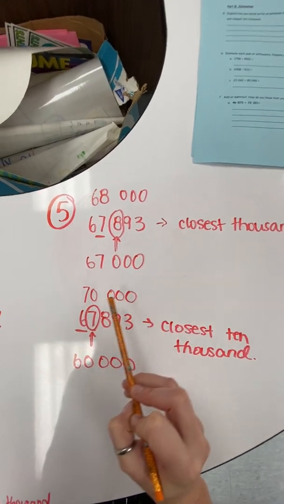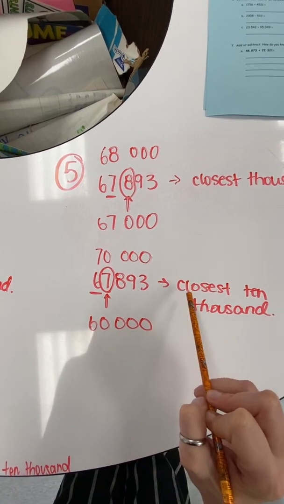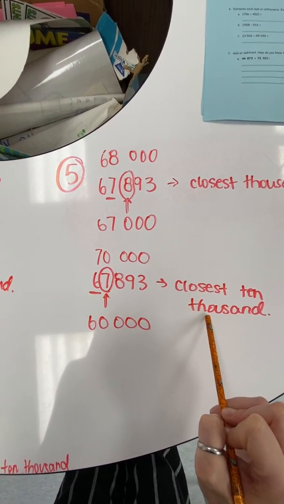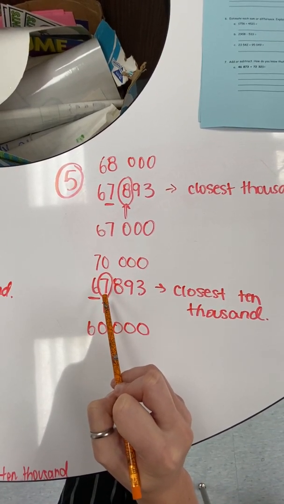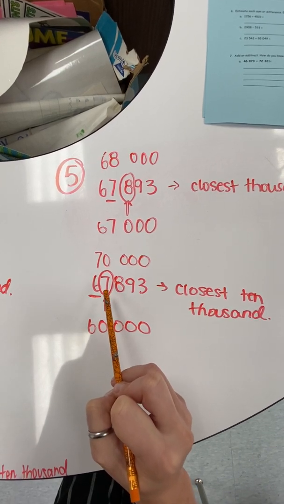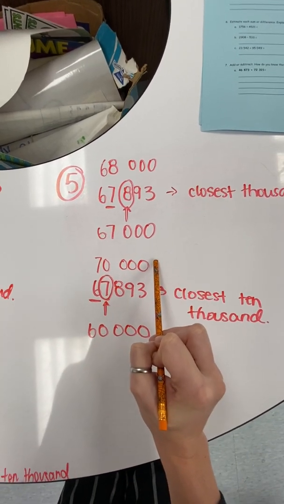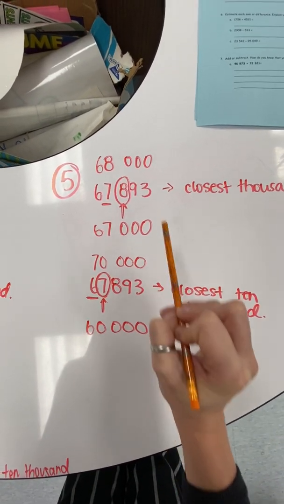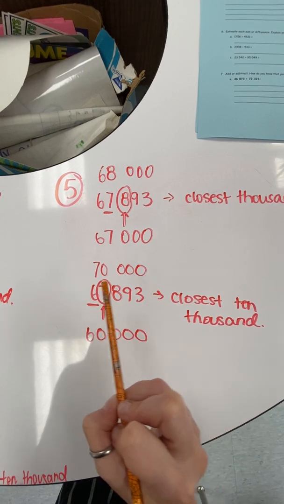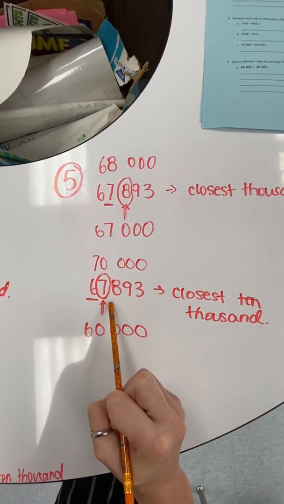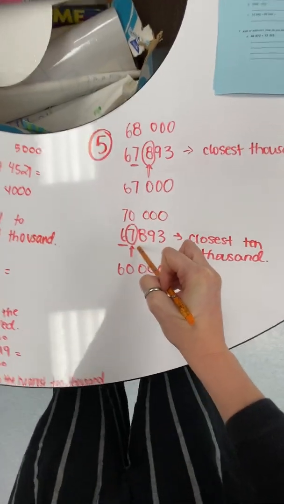Okay, now if we look here, 67,893, they want us to round to the closest 10,000. So we're looking at the 6 in this case, and then to the right is a 7. A 7 is higher than 5, so we know that we're rounding to 70,000, okay? And just that explanation that I explained to you here is good enough for explaining it. So you find the number in the 10,000s place, you look to the number to the right, it will tell you to either round up or down, and that's number 5.